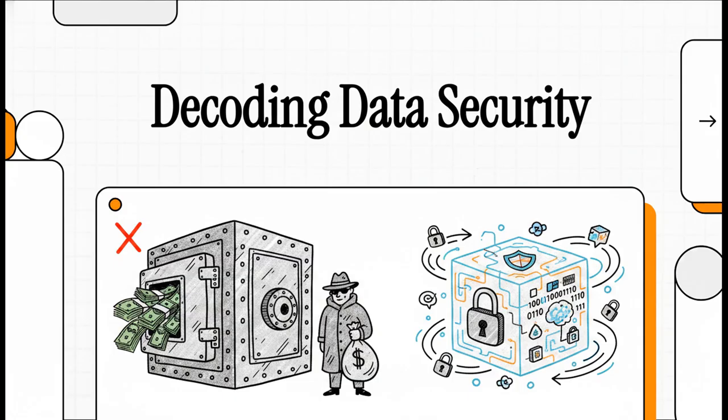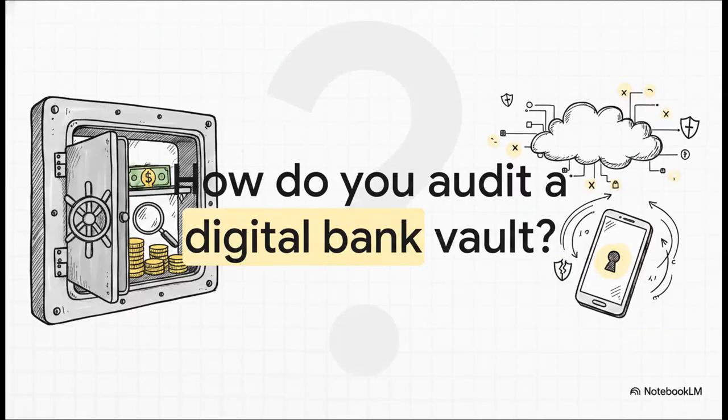We've totally transitioned from physical vaults to modern, invisible digital ones. And while we all kind of know what a bank robbery looked like back in the 1920s, figuring out how we measure the security of these modern digital vaults is just a whole new frontier. Which brings us to a really fascinating question. How do you actually audit a digital bank vault?